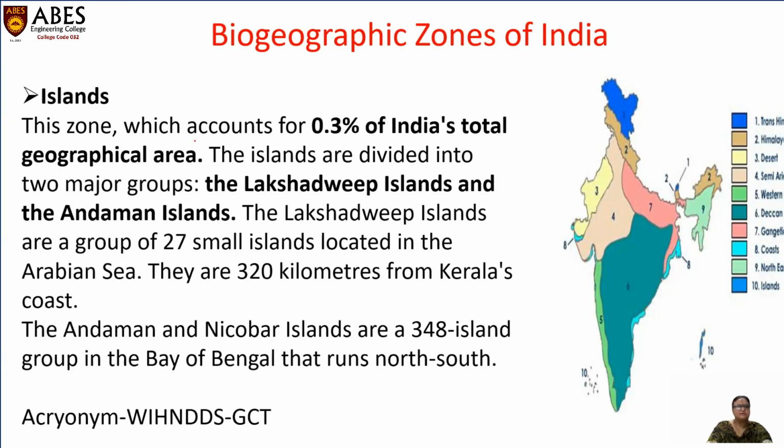Coming to the islands, they account for 0.3% of India's total geographical area. Here you can find these islands. These are the Lakshadweep Islands, a group of 27 small islands located in the Arabian Sea. And this is a group of almost 348 islands in the Bay of Bengal.